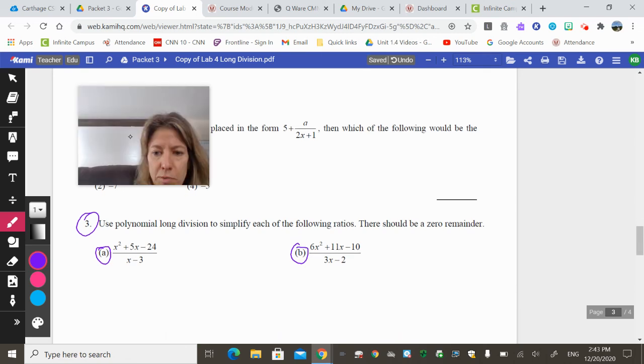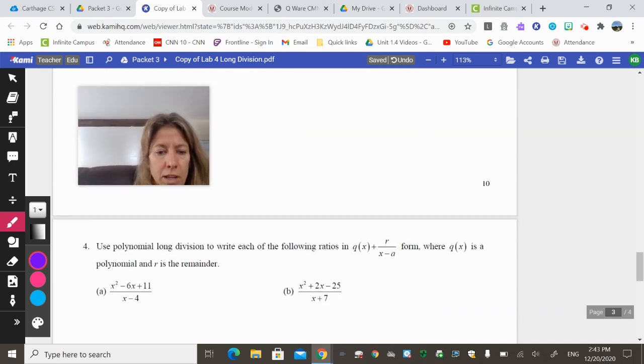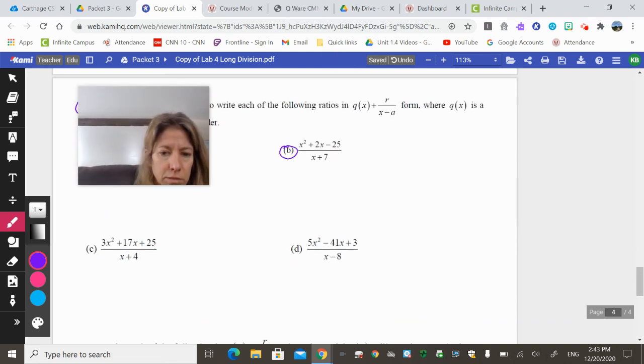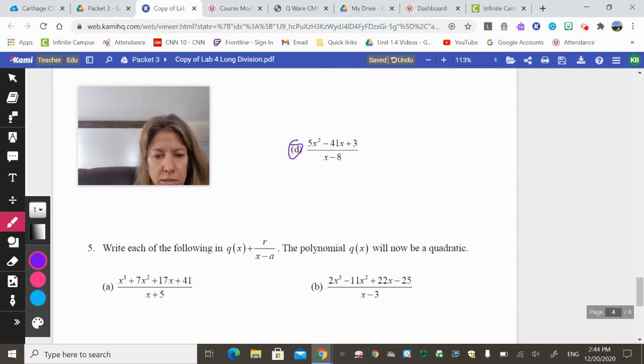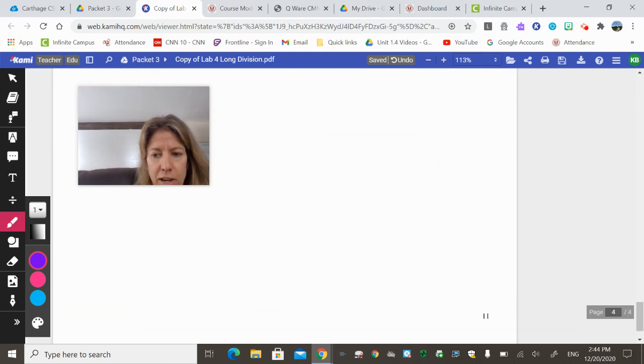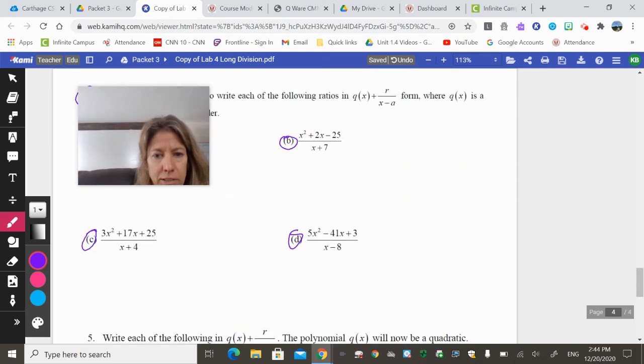It tells you here there should be a 0 remainder, so if you're not getting a 0 remainder, you're doing something wrong. And then you're also going to do number 4, all parts. This is not multiple choice. You're going to do A, B, C, D. All right, and then we'll probably save number 5 for the homework for next lesson.